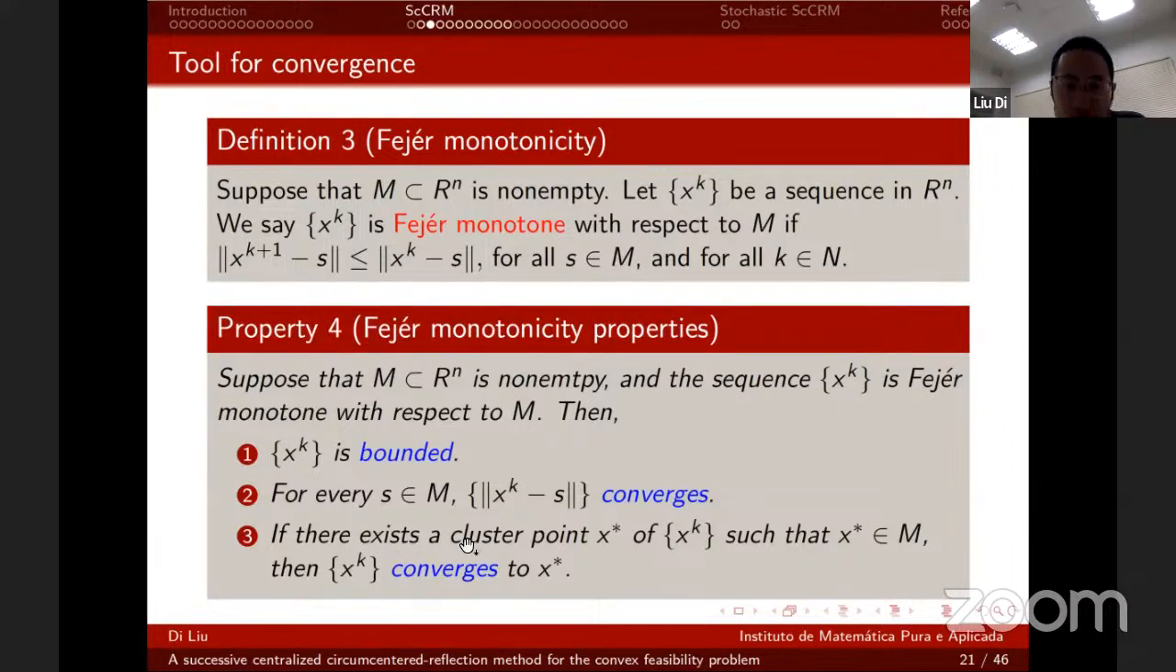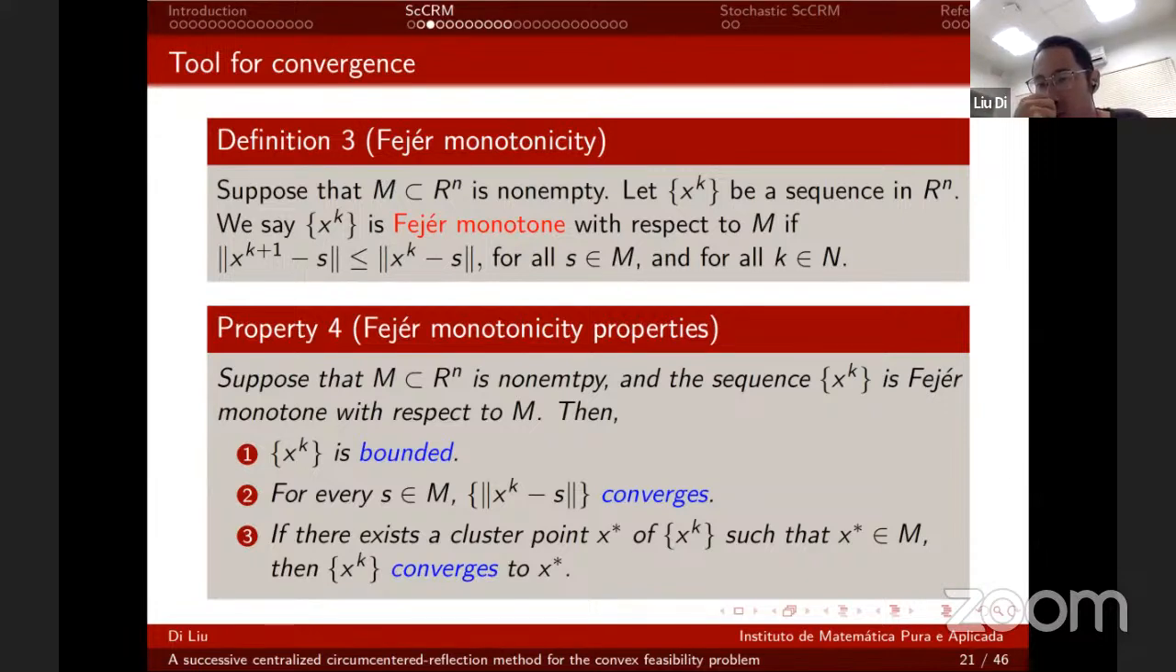It says if we can prove there exists a cluster point X star of the sequence, and this cluster point belongs to the set M, then we can prove the whole sequence converges to the X star. So we have to prove two points. First, the sequence is Fejér monotone, and second, there is a cluster point, and this cluster point belongs to the intersection of the M sets, which then we can accomplish the proof.